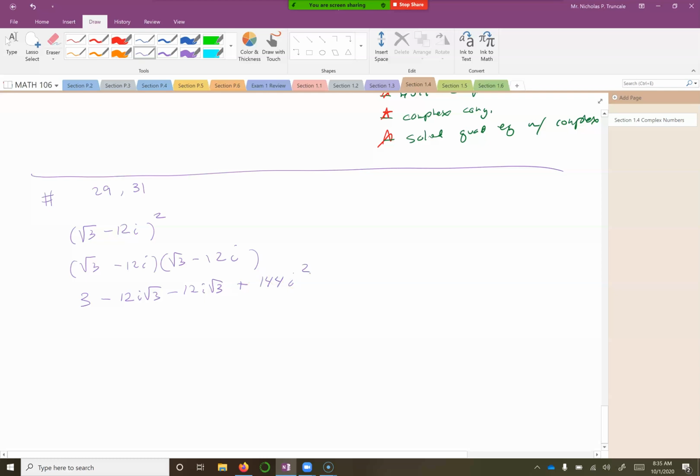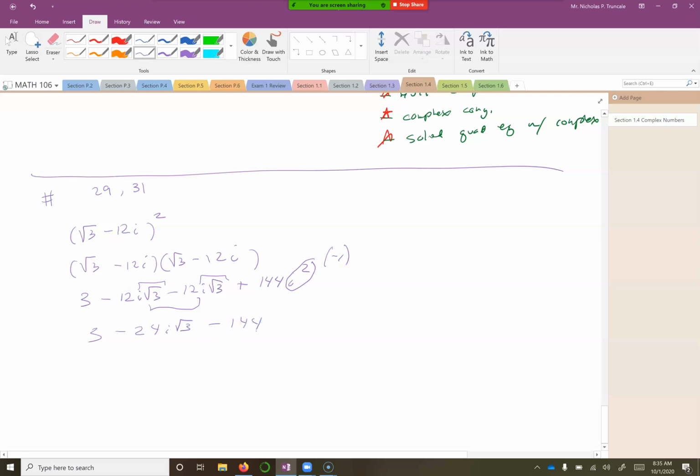Okay, so what we could do with these middle terms is combine them, right? Because we basically have an i square root of 3. This i square root of 3 is kind of acting like its own variable. And we have negative 12 minus 12, so it's minus 24i square root of 3. And then plus, and we all know what this i squared does. That's really a negative 1. So this just becomes actually negative 144.